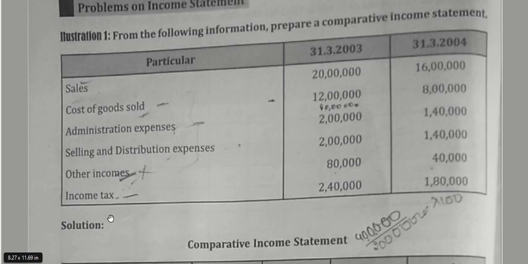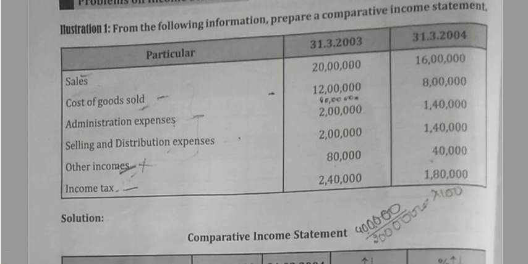So let's look into our first problem. From the following information, prepare a comparative income statement. They have given particulars for 2 years. So what will be your base year? The oldest year, which is 2003. The current year will be 2004.